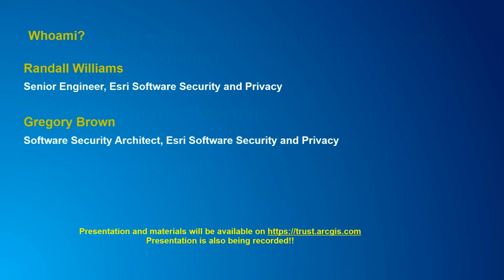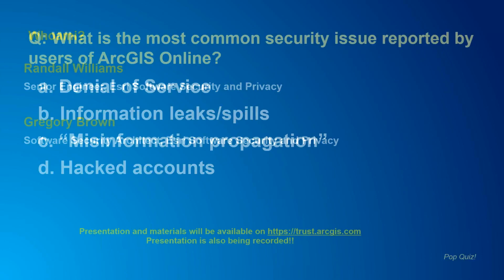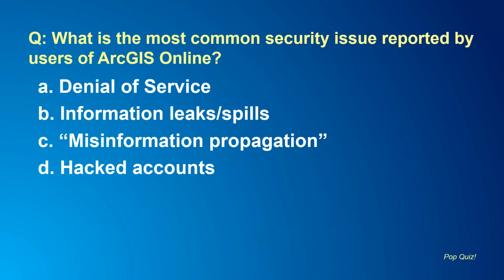So I like to start these kinds of presentations with a quick pop quiz to break the ice for us all. I handle a lot of different ArcGIS Online and ArcGIS Enterprise security related issues as part of my role in Esri's product security incident response team, and this is a frequently asked question. What is the most common security issue reported by users of ArcGIS Online?